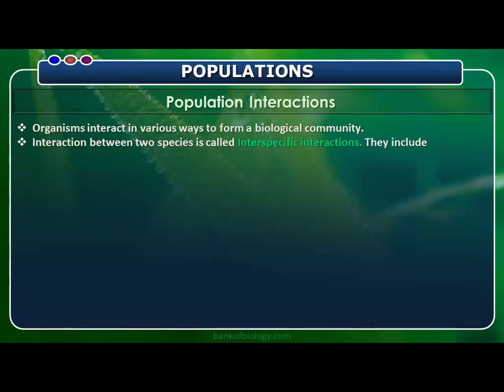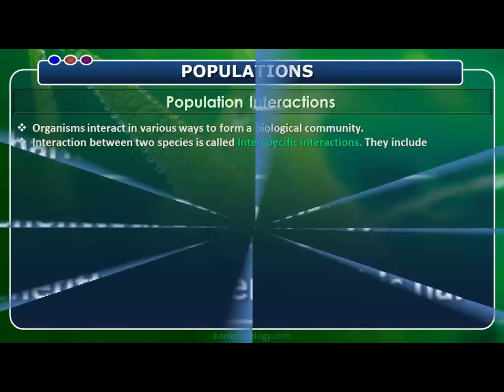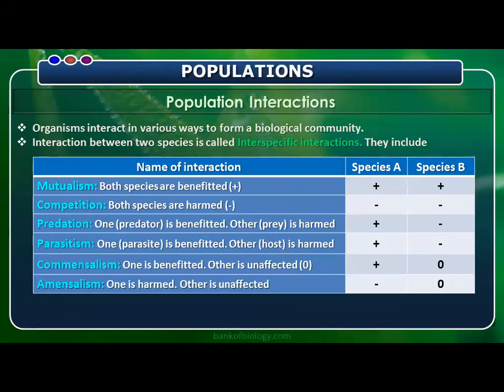Interaction between two different species is called interspecific interaction. We have so many. Let's take a look at them. The interspecific interactions are mutualism and commensalism, competition, predation, parasitism, and amensalism.